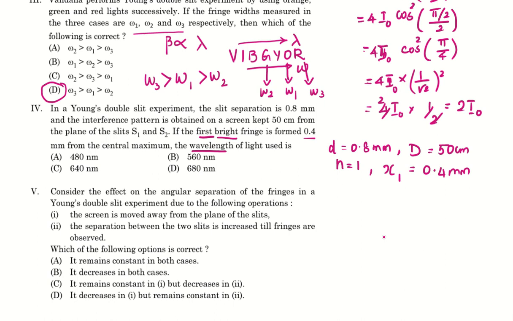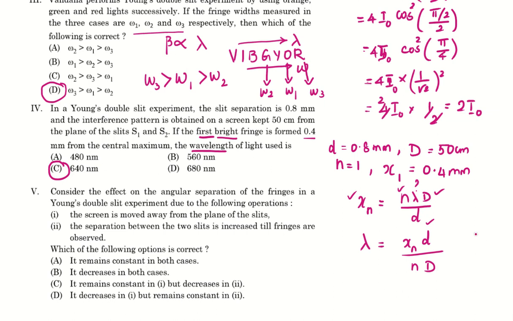Now we have to find what is the wavelength of the light used. What is the relation that connects everything? It is xn equals n lambda D divided by d. Here n is 1, lambda we have to find, and D, d and xn, everything is given. So lambda equals xn d divided by n D. Plug in all the values and you will get the answer, 640 nanometer. Let's see the last question.